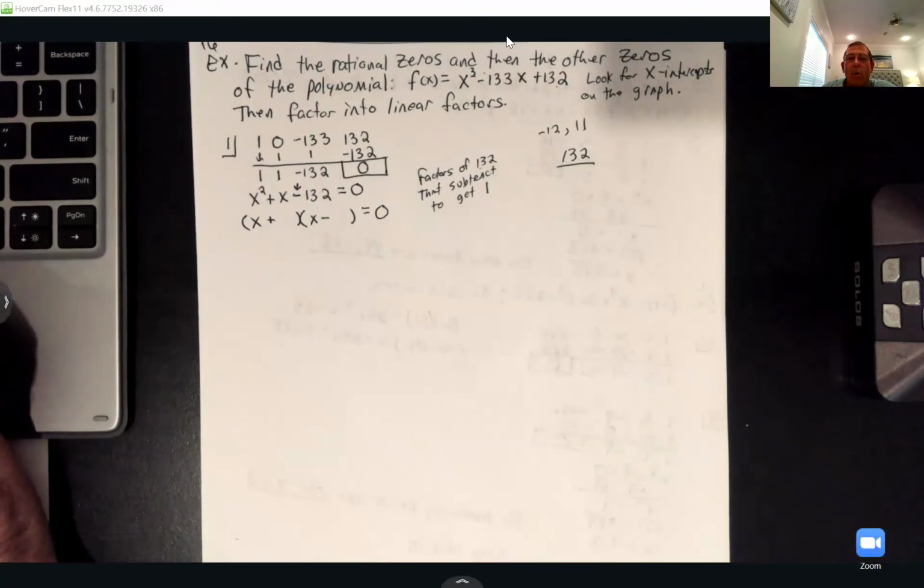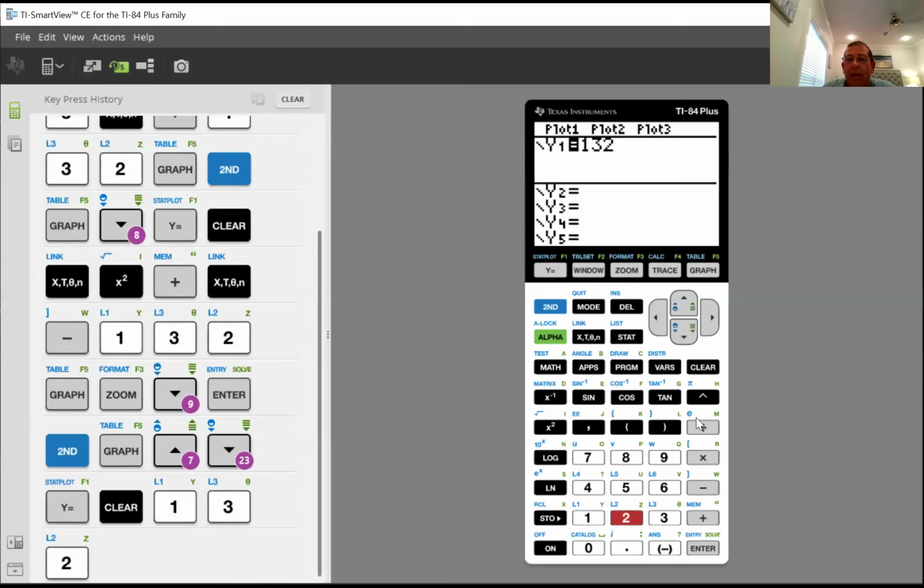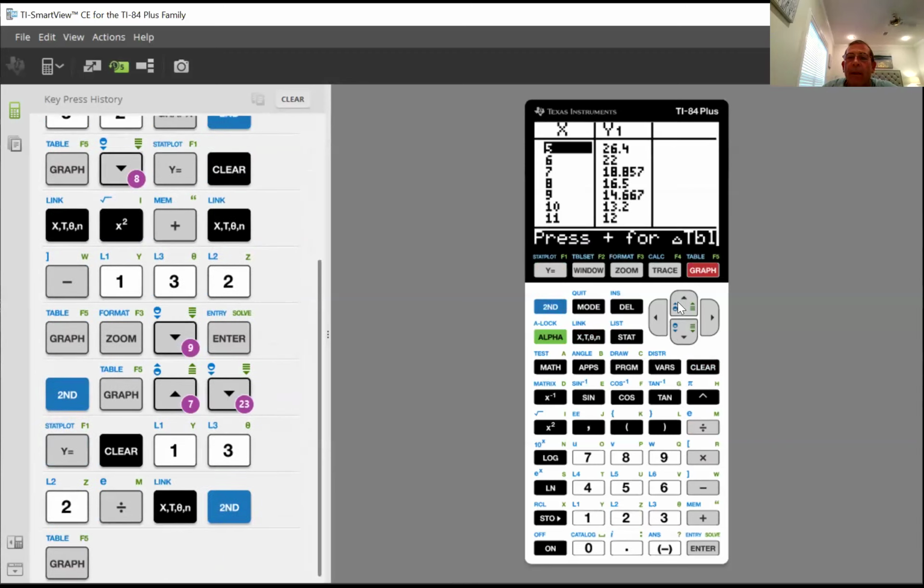So y'all, I'm going to go to y equals. If I want factors of 132, I'm going to do 132 divided by x. So by doing that, I'm going to look at my table now. I'm going to go to second graph and go to my table. And let me go up here. The smallest factor's got to be a 1, because see, if I go to 0, I get an error.